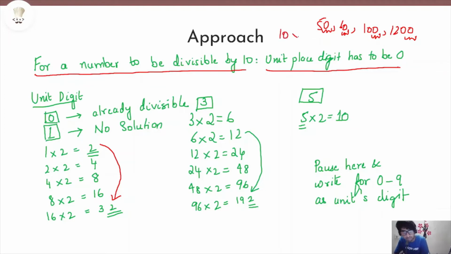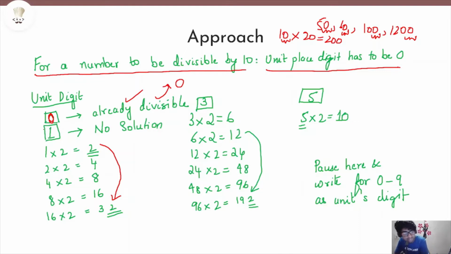Because, for example, I multiply 10 with, say, 20, I get 200. I can multiply 10 with 11, I get 110. So always, because of this property of 10, I'll always have a 0 in the units place. This is what we need to understand. Now what we have seen is, if 0 is already present in the units digit, it is already divisible by 10. So in this case, there are no steps necessary and the answer is 0.